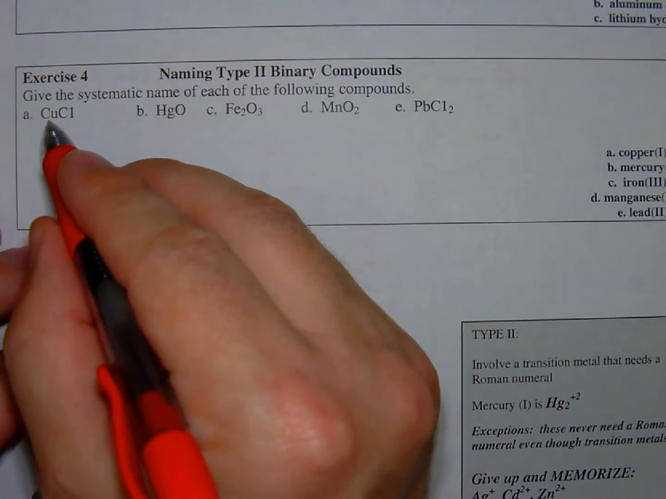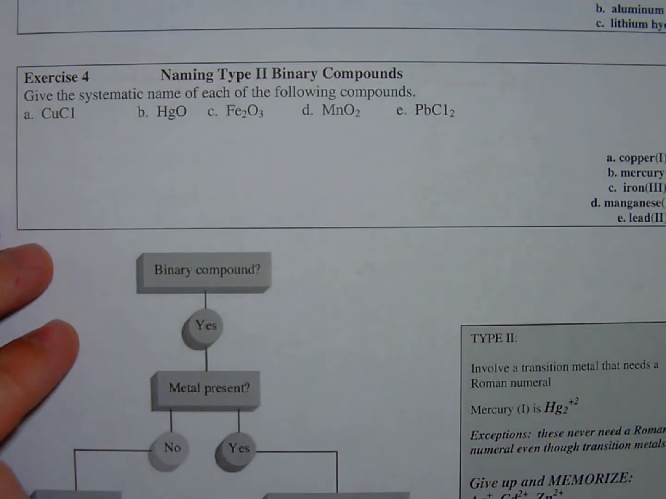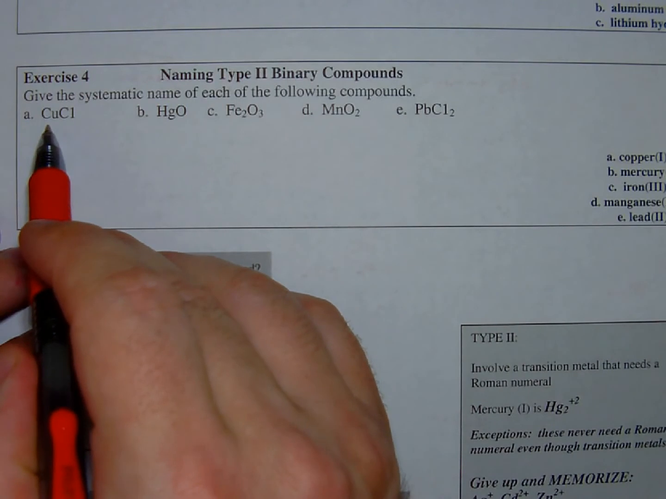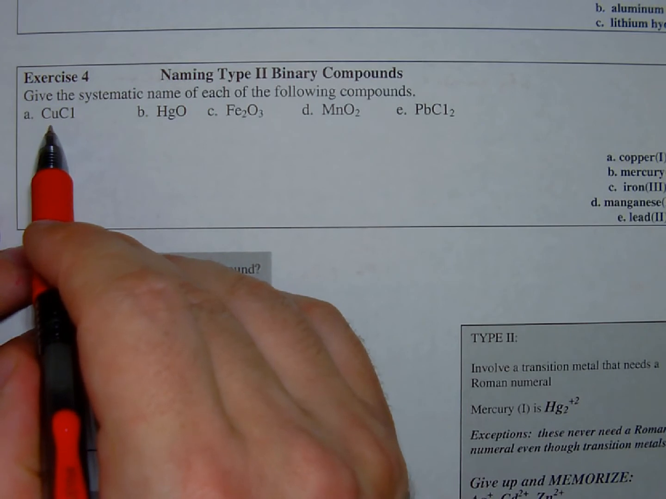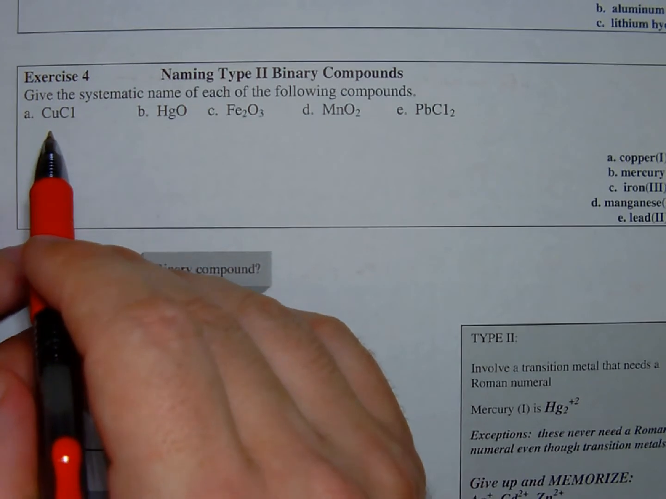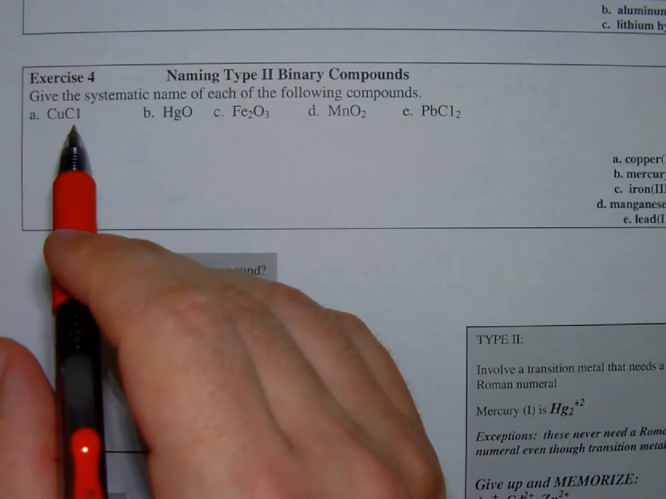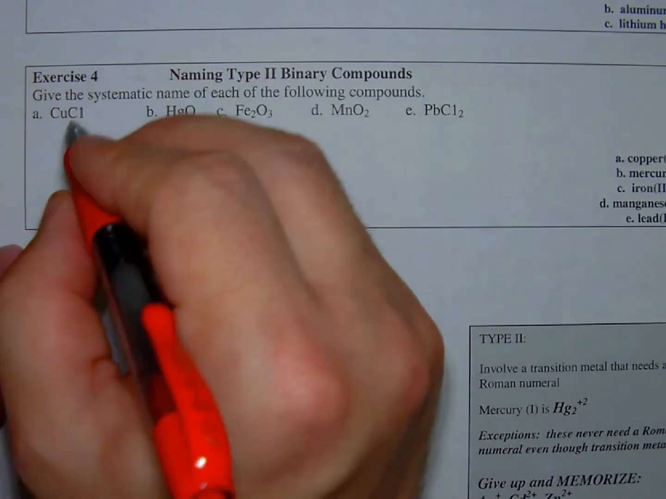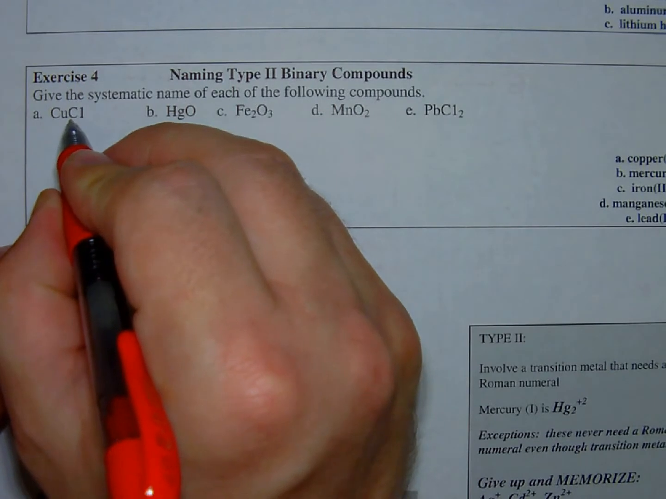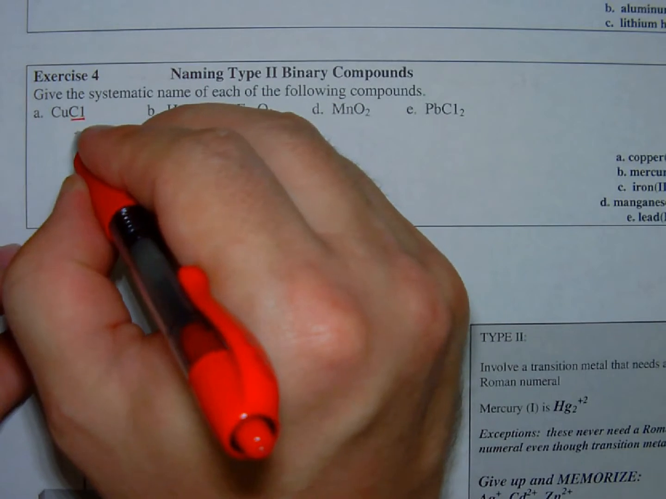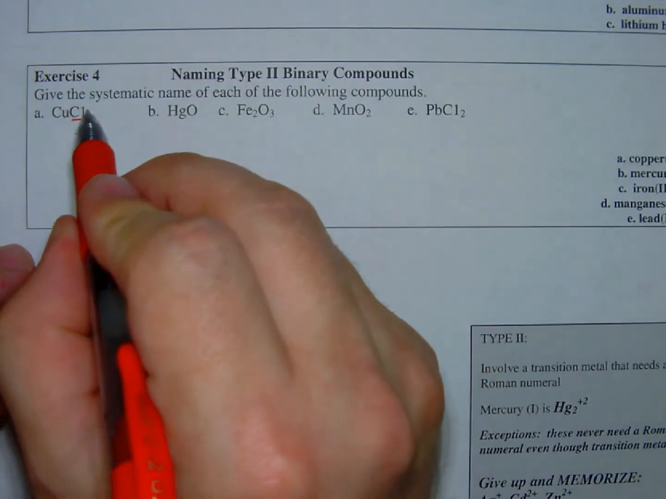All right, give the systematic name for each of the following compounds. So now we have copper and the chloride ion. This is a little bit different because remember, copper is a transition metal. It can form either a +1 or a +2. Now, you don't have to remember that it's a +1 and +2 versus a +2 and +3. You don't have to remember that. What you do need to remember is that this chlorine is a representative element. It's only going to form a -1. And notice there's only one of them.